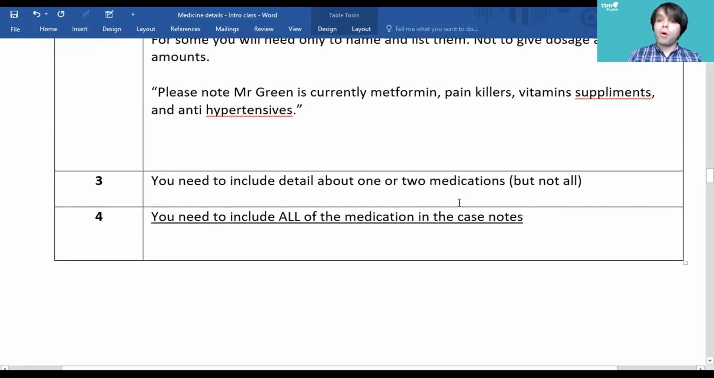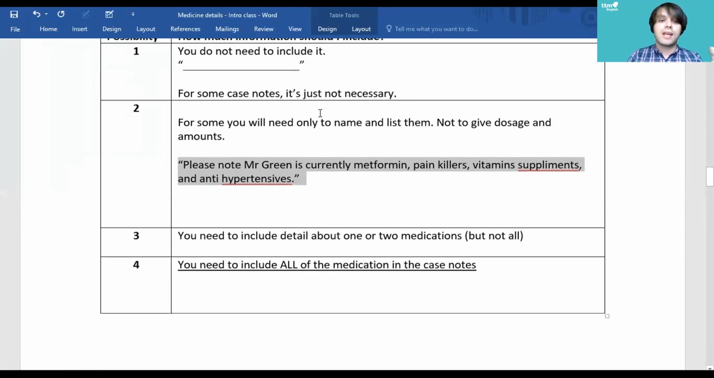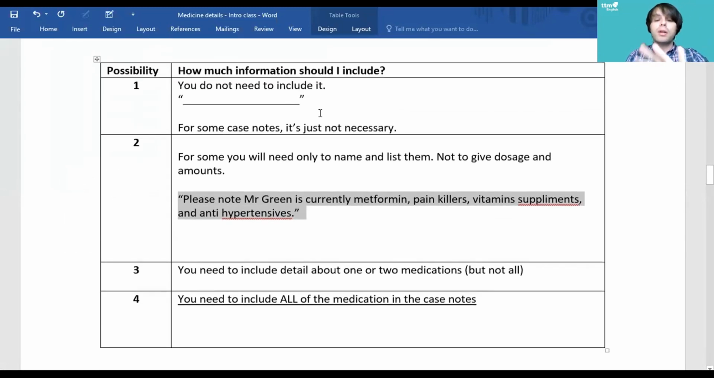then it's number 4, right? But it depends on the situation. Exactly, right? So we have these 4 possible situations that I'm saying you guys need to think about. Number 1, nothing. Number 2, just summarize it, list it, but no dosage.